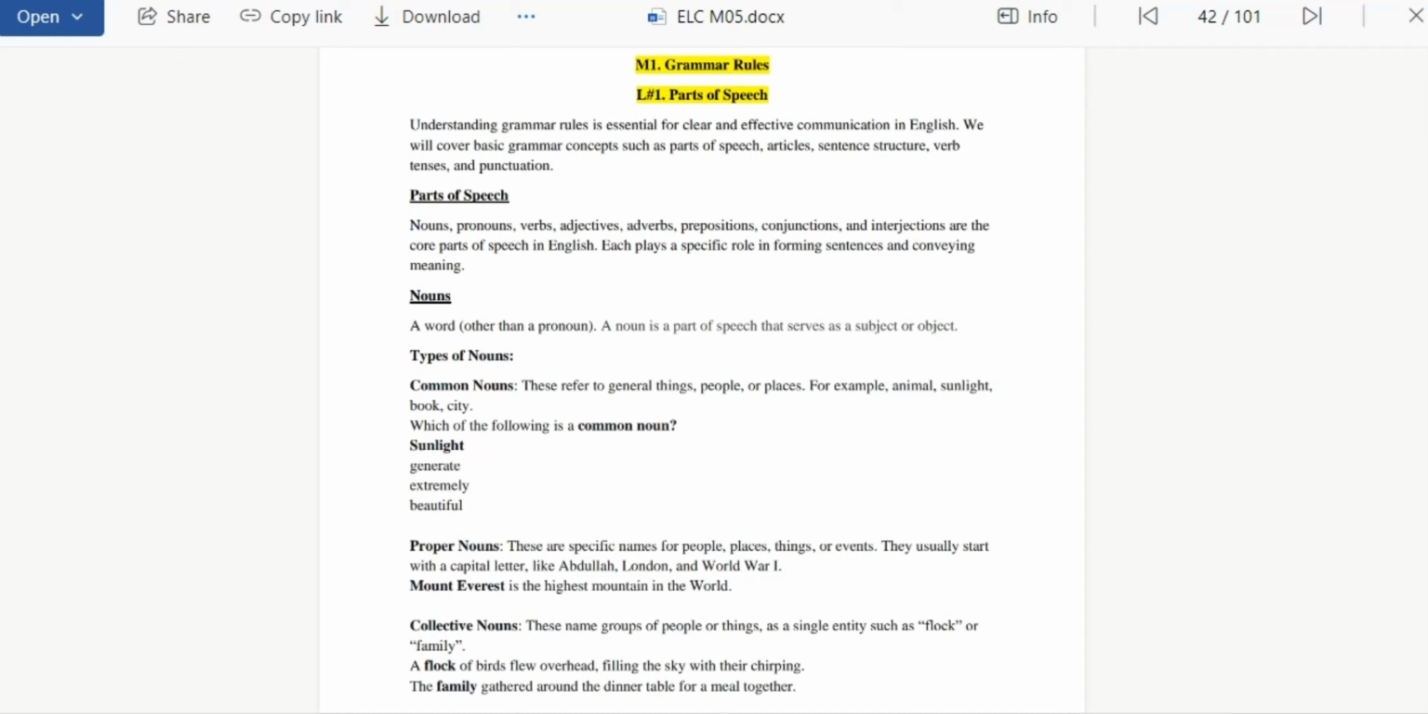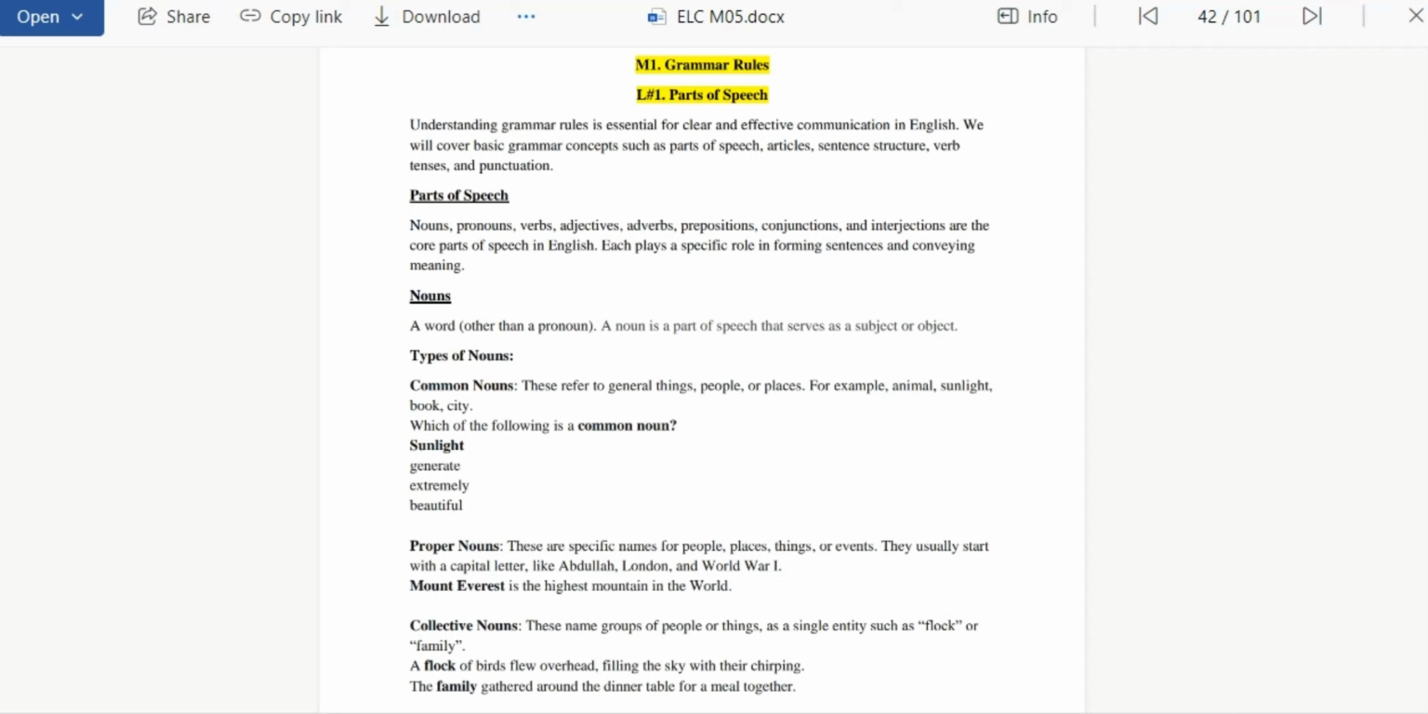Noun. A noun is a word other than a pronoun. If I am saying Ali, then its pronoun form is he. If I am saying Amna, then its pronoun form is she. This is how noun and pronoun relate to each other. A noun is a part of speech that serves as a subject or as an object.